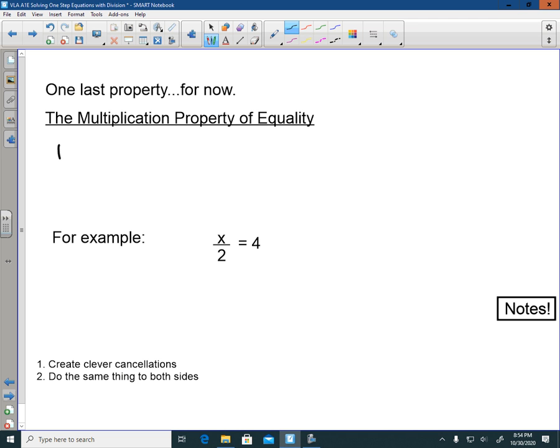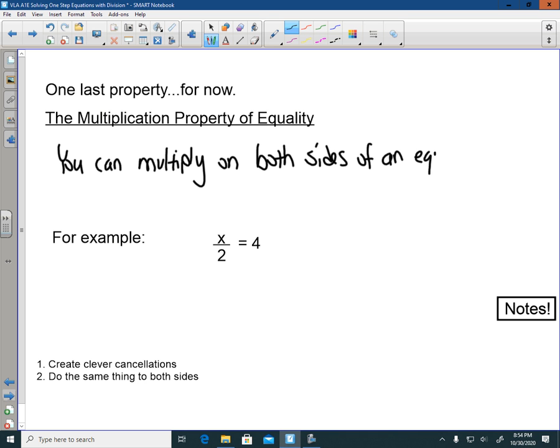So it says you can multiply on both sides of an equation. That's your law. They're letting you know that you can do that.